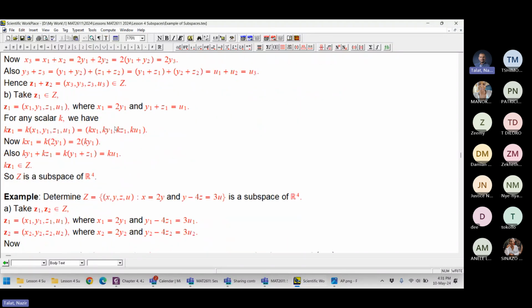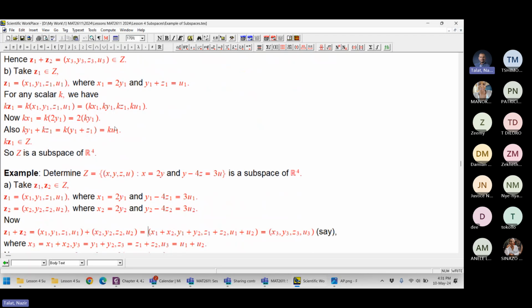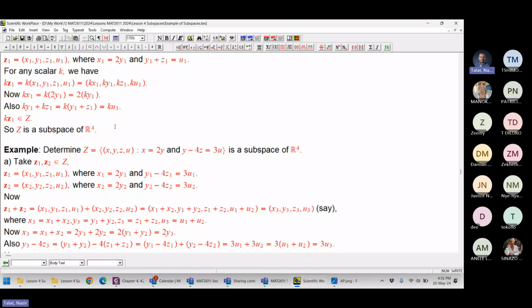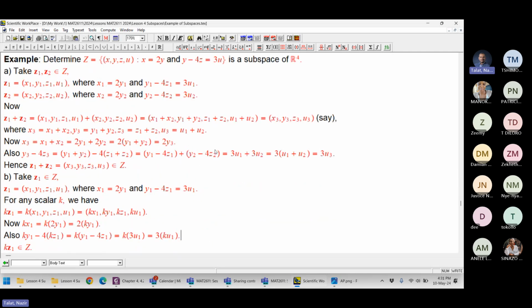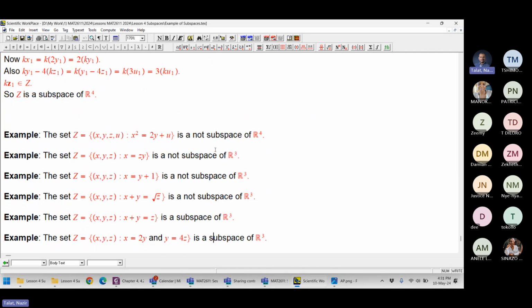Now, another example. I will upload this one onto the portal of MAT2611 in 2024, so you can see these notes and the details. This example is also one for which you can determine whether this set is a subspace of R4 or not. Here the proof is available. And remember that there are some examples for which these are not a subspace.